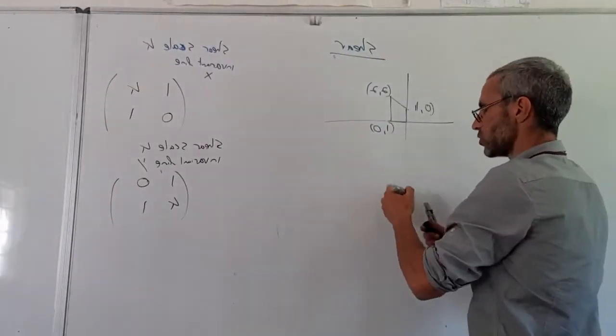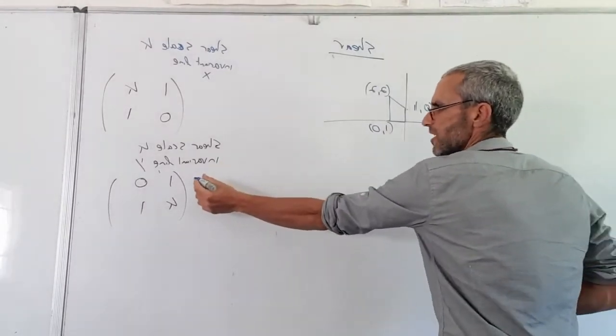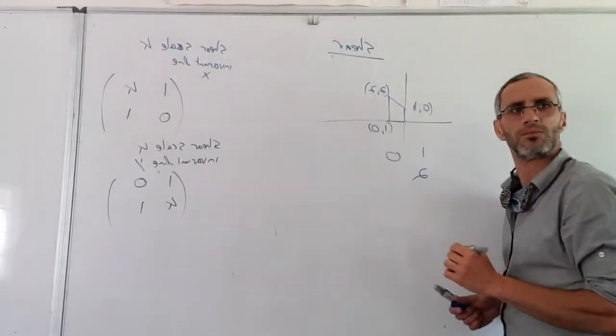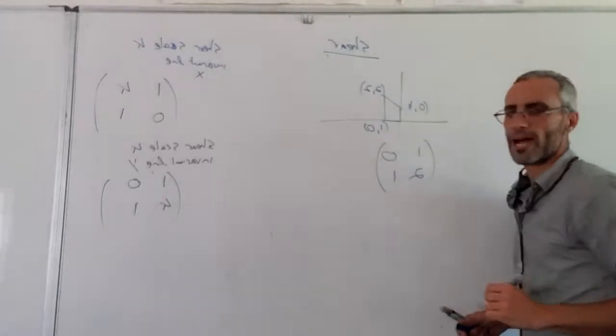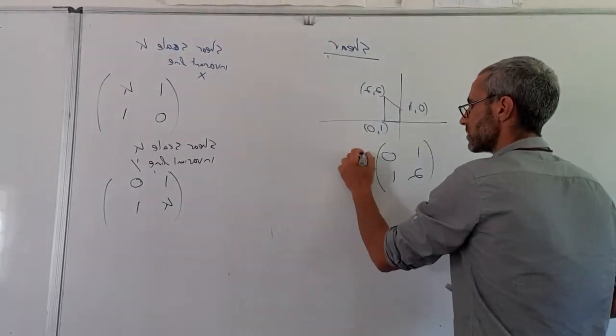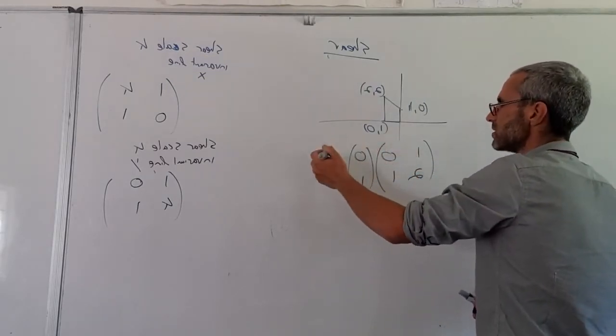So the shear in the y direction is 1, 0. Shall we use k as 2 this time? Make it a bit simple. And we're going to multiply it by each one of the coordinates. So we'll start with 0, 1. Okay? 1, 0 times 0, 1 is?